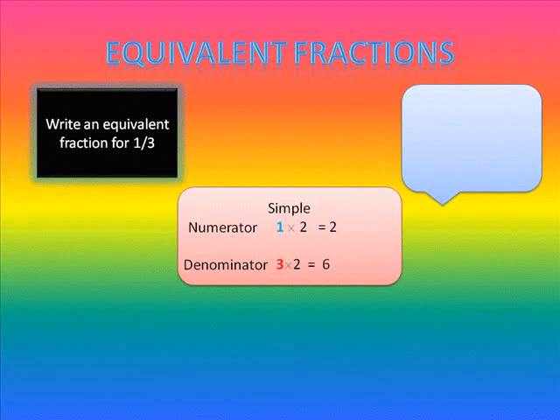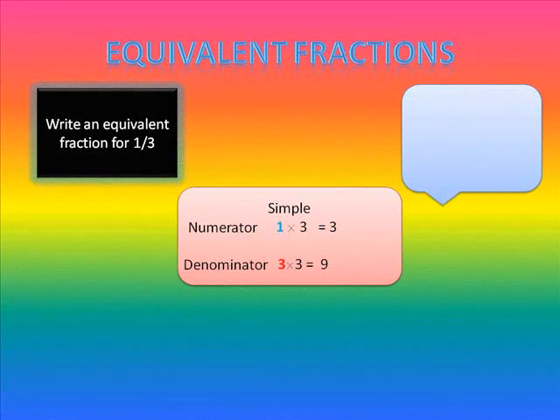Well, this is very simple. All you need to do is to pick a number and use that number to multiply both the numerator and the denominator. For example, I have used 2. So 2 times 1 is equal to 2. And 2 times 3 is equal to 6. So therefore, 2/6 is equivalent to 1/3.